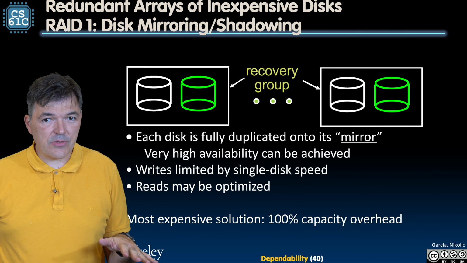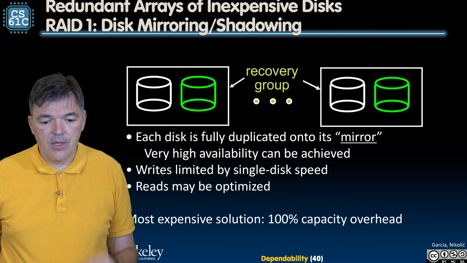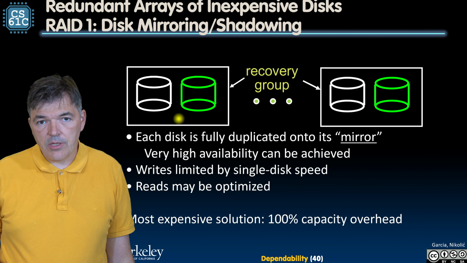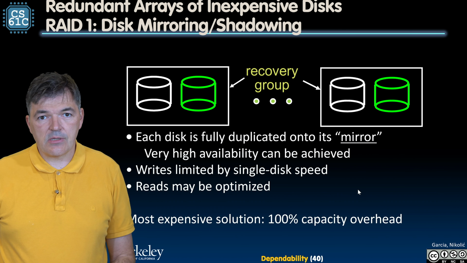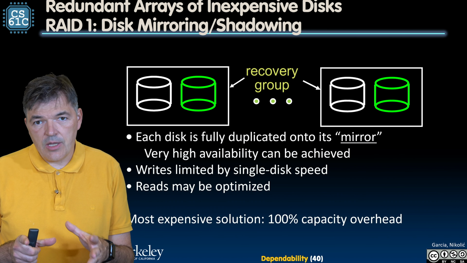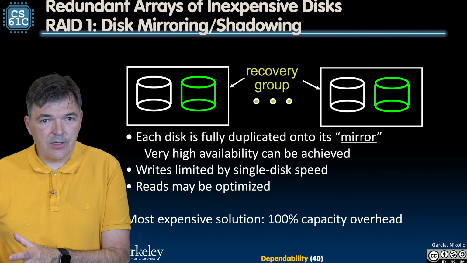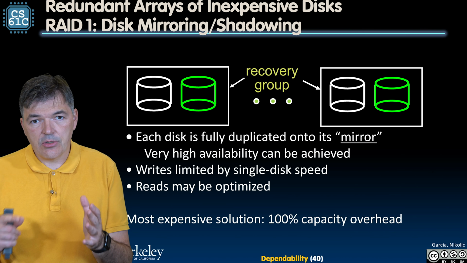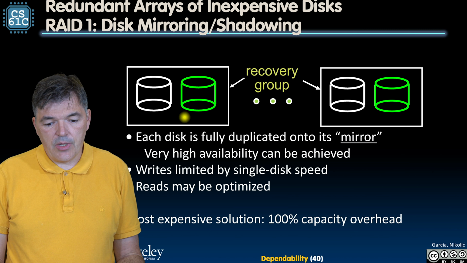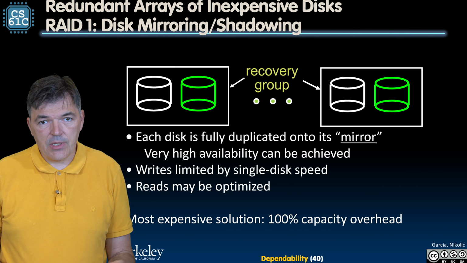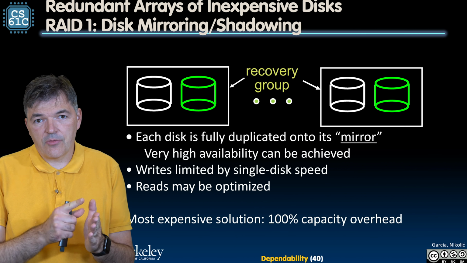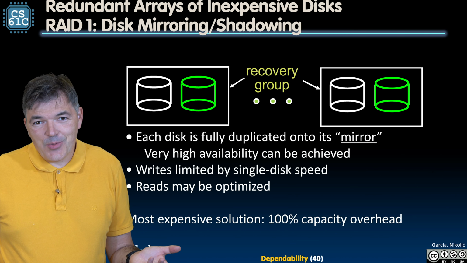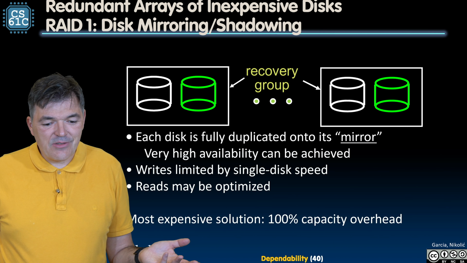RAID 1 is the first form of the redundant disk array. Essentially what we have there is that we keep two groups of disks. As many as we have primary disks, that's how many backups we have. These are called recovery groups, and essentially, in the simplest case, we would just have one disk here and one in the other group. We would be mirroring the data from one disk to another. We simply have two copies of our data, and that provides redundancy.